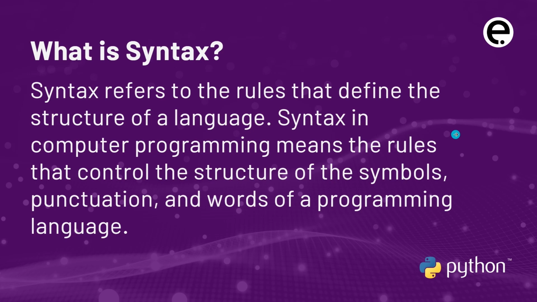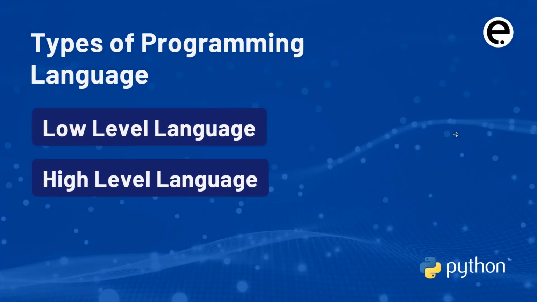Now let us move on. Let us understand what are the types of programming languages available. In the market, there are two types of programming language available. The first one is low-level programming language and the other one is high-level programming language. So what is a low-level programming language?